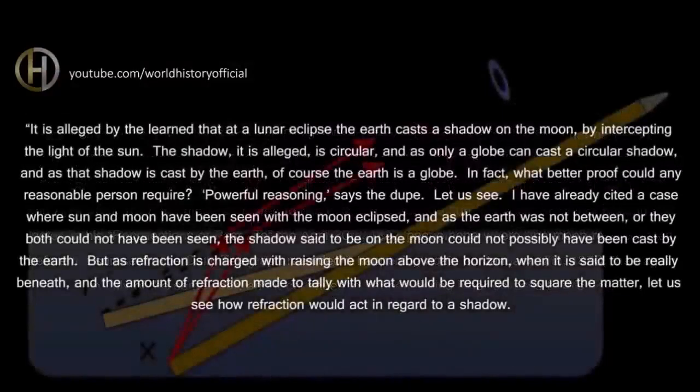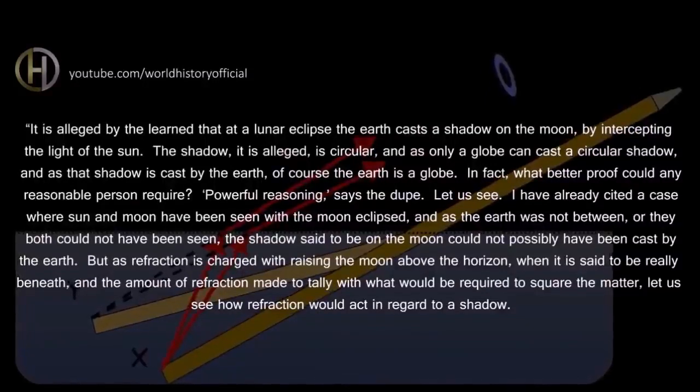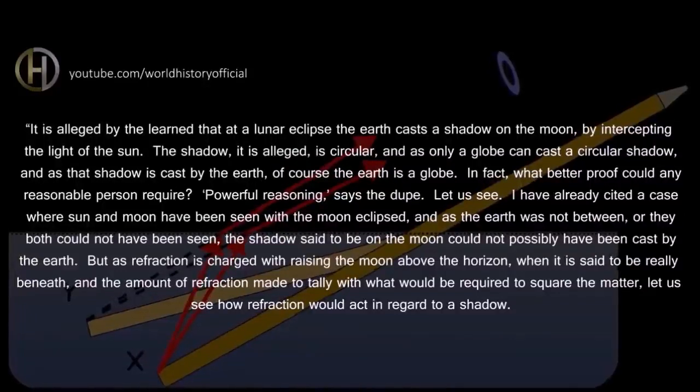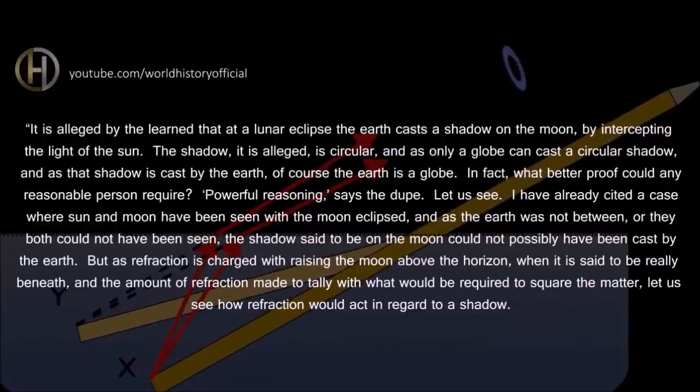It is alleged by the learned that at a lunar eclipse the Earth casts a shadow on the Moon, by intercepting the light of the Sun. The shadow, it is alleged, is circular, and as only a globe can cast a circular shadow, and as that shadow is cast by the Earth, of course the Earth is a globe. In fact, what better proof could any reasonable person require? Powerful reasoning, says the dupe.